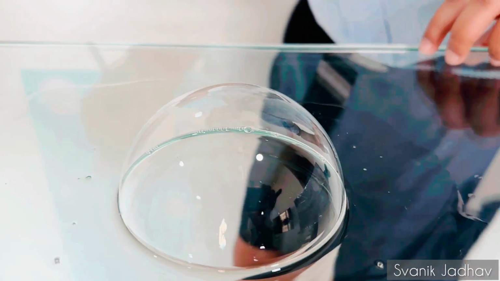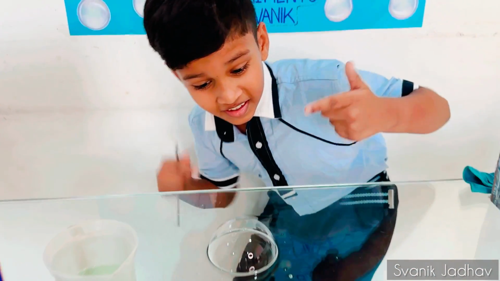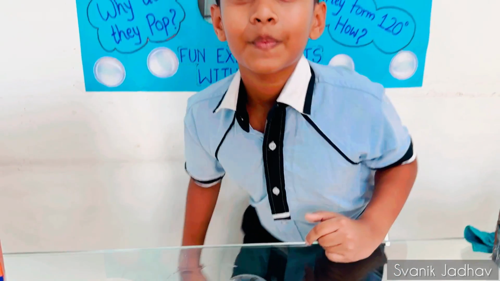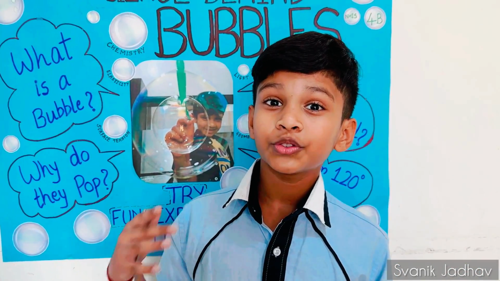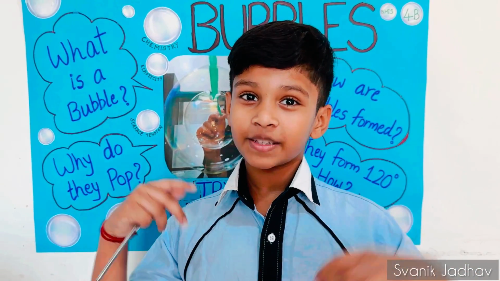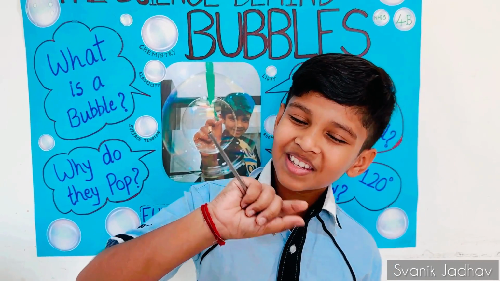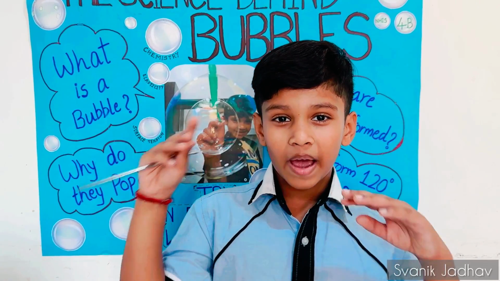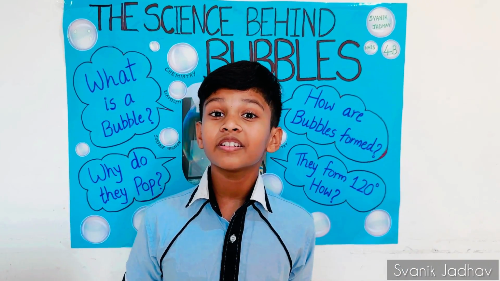See, now this is a simple bubble. So first let's learn what this bubble is made of. Bubbles are made of soap, water and air. It is basically when the air molecules are trapped inside the soap and water molecules. So now we talked about what is inside the bubble.